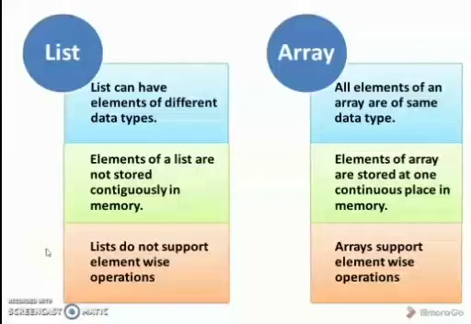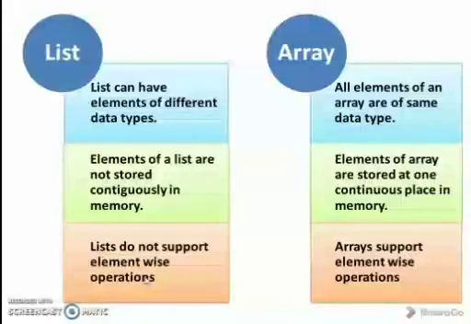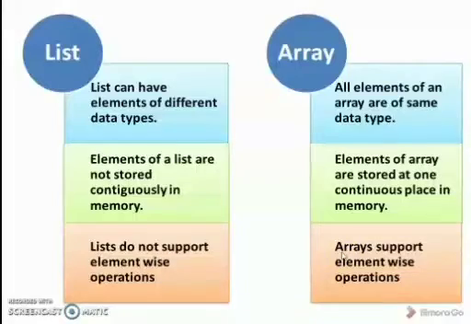Next difference is list does not support element-wise operations. Reason being, list has elements of different data types, so we cannot perform operations on those different data type elements. But in array, we can perform element-wise operations. Reason being, all elements of an array are of the same data type, so we can process them and we can perform operations on them, right?